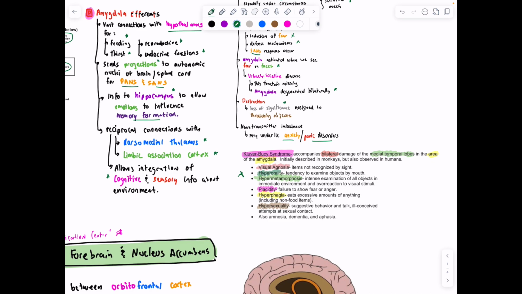So, a quick syndrome: Klüver-Bucy syndrome is bilateral damage to medial temporal lobes including the amygdala, which is embedded in that region. You can have visual agnosia, so object not recognized by sight, right? Or the fear in faces type of issue, you don't assign value to it if it's damaged. Hyper-orality, tendency to examine objects by mouth. Hypermetamorphosis, intense examination of all objects in the immediate surrounding, or overreaction to visual stimuli. Placidity, failure to show response to fear, anger. Hyperphagia, eating excessive amounts of anything. Hypersexuality, and then amnesia, dementia, and dysphagia.